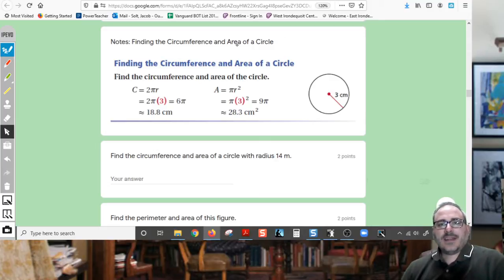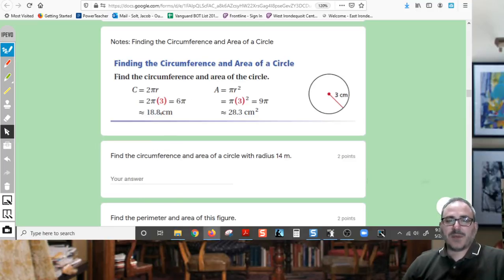All right, so finding the circumference and area of a circle. So these are just notes. This is an example. I've got a circle here, which is all the points that are 3 centimeters from this center here. So I know the radius is 3 centimeters. How do I find the circumference? Well, it's 2 times pi times the radius. I know the radius is 3, so I just took the length of the radius right there. 2 times pi times 3 is the same as 6 pi, or 6 times pi, which is approximately 18.8 centimeters.